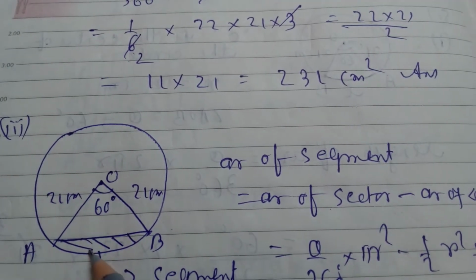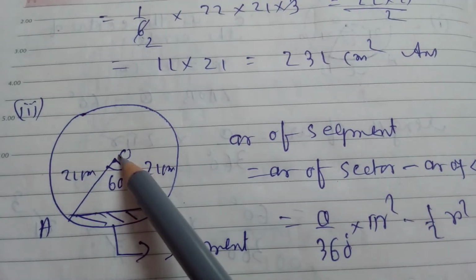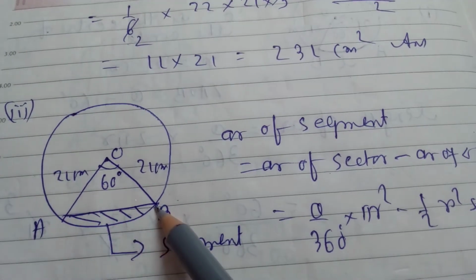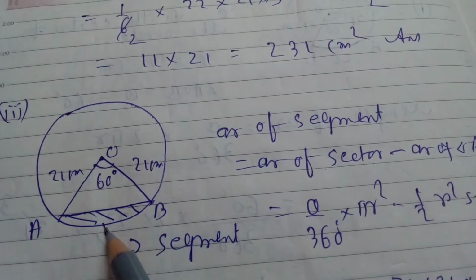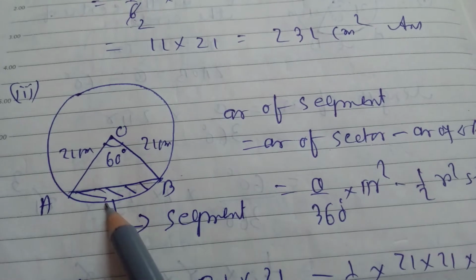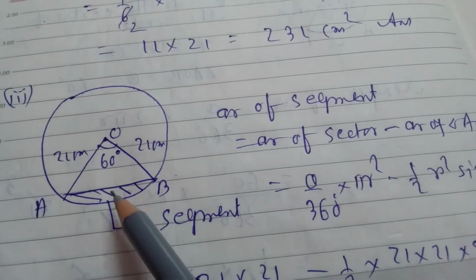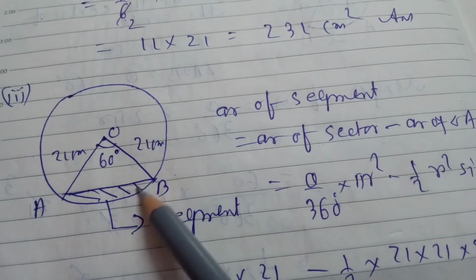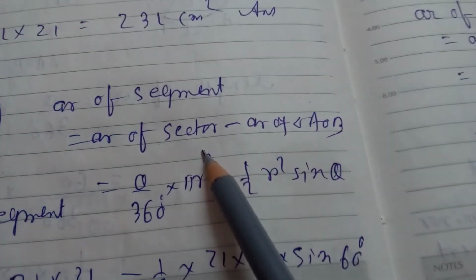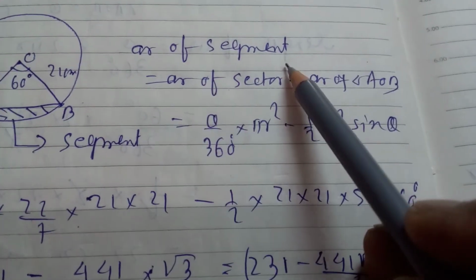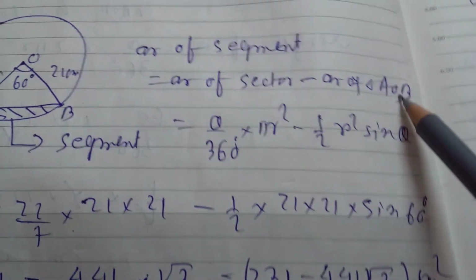Okay. Now the third question is area of the segment. Segment means minor segment. So what is the figure of the minor segment? Look here. These are two radii and this is the chord. AB is a chord and this portion is known as the segment or minor segment, meaning the region between a chord and an arc. Okay. So area of the minor segment is area of the sector minus area of the triangle AOB. So I have written here the formula. Area of the segment equal to area of the sector minus area of the triangle AOB.